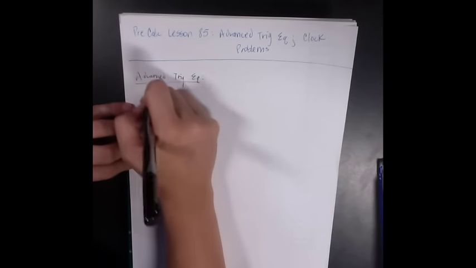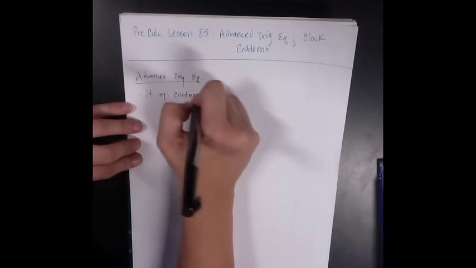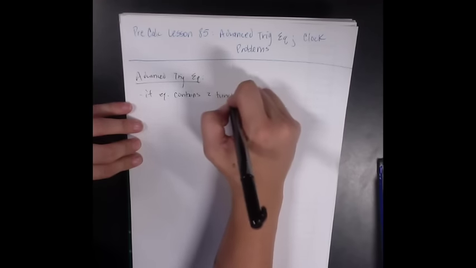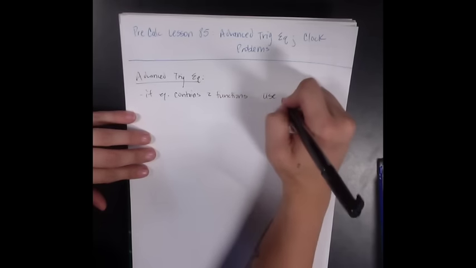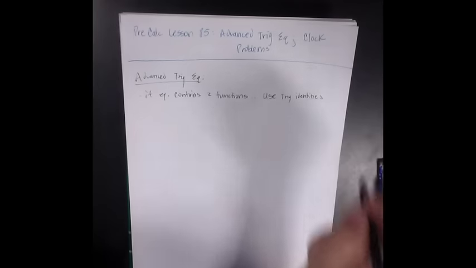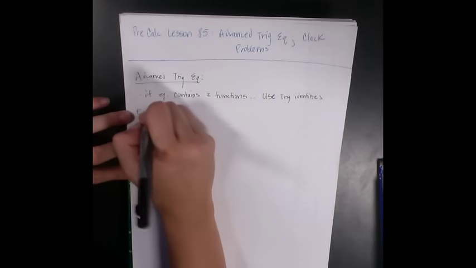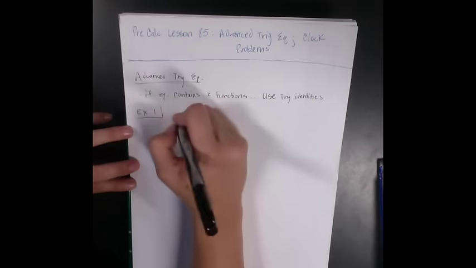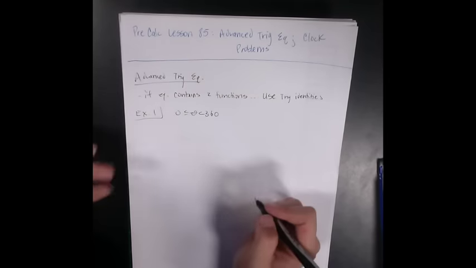Okay, if an equation contains two trig functions, then use trig identities. It just sounds simple like that, but let's get into a couple examples. We're going to solve it when theta is between 0 and 360, our normal theta.